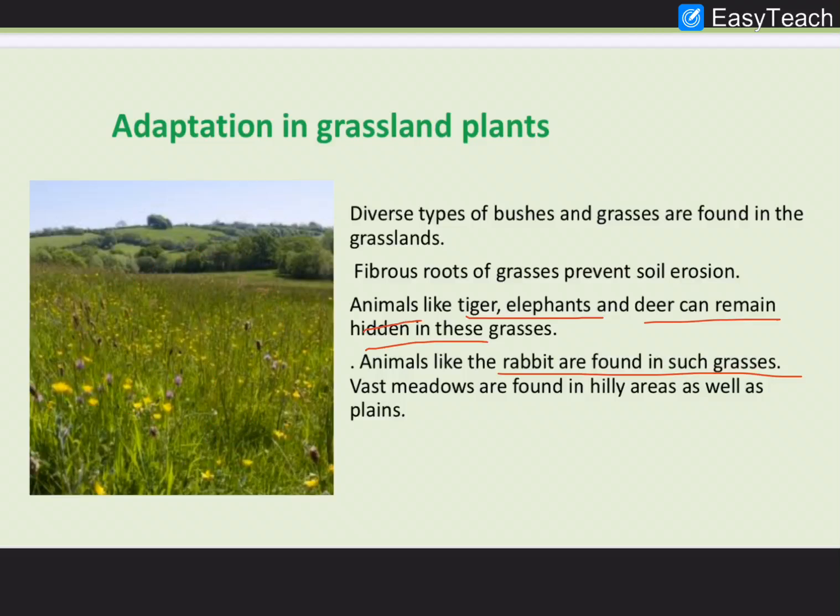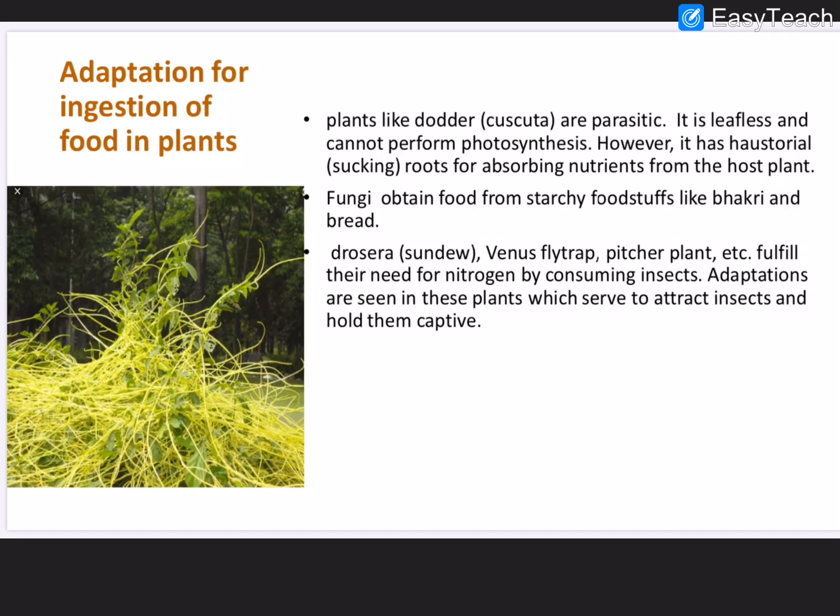So this is the adaptation in grassland. The main adaptation is fibrous roots, and bushes, type of plants and grasses can be found in grassland. So we are going with the last topic in the adaptation of plants, that is ingestion of food in plants.